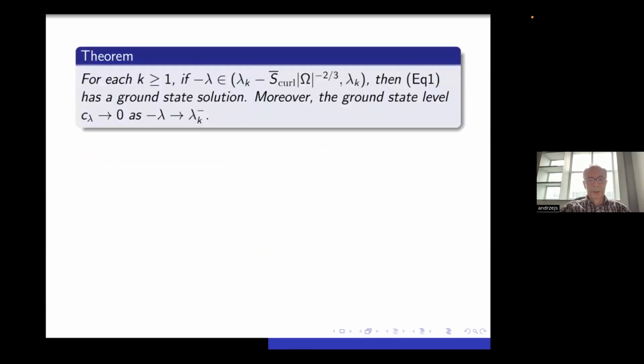And now let me just show you the theorem. If minus lambda is contained here, we assume minus lambda is bigger than lambda k minus 1, and also here. Then this equation has a ground state solution, and the ground state level will go to 0 as we approach lambda k from the left.